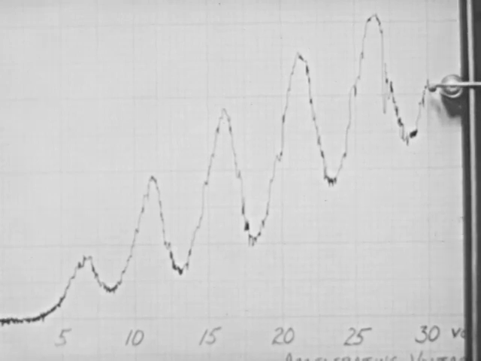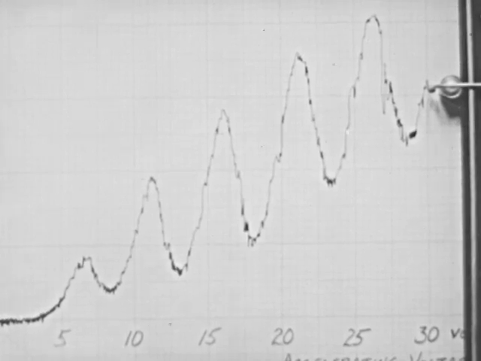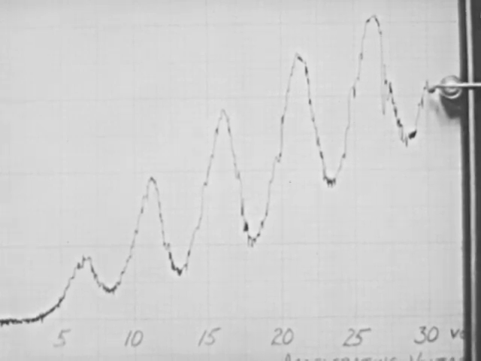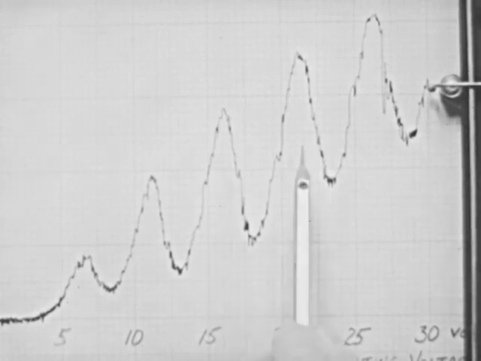Now, what does this tell us? Why should they all be just 4.9 volts apart? There are 2 possible explanations for this, and really this experiment alone cannot choose between them. The first answer might be that a mercury atom can absorb only packages of energy which have a multiple value of 4.9. For example, 4.9 volts, 9.8 volts, 14.7 volts, etc.